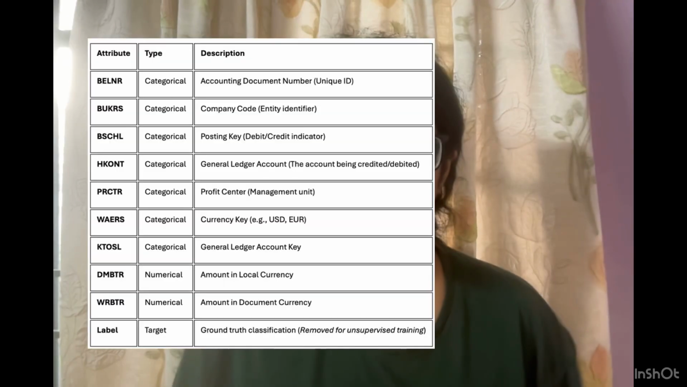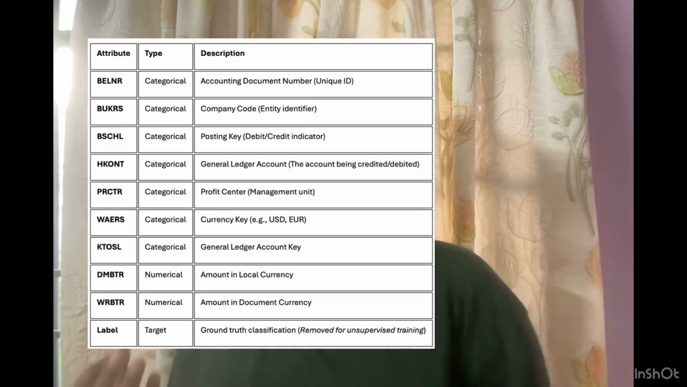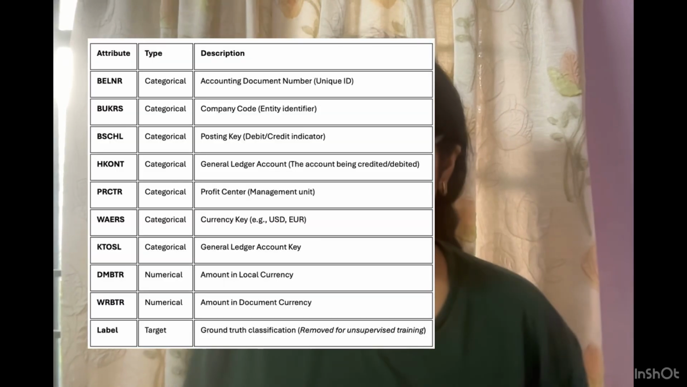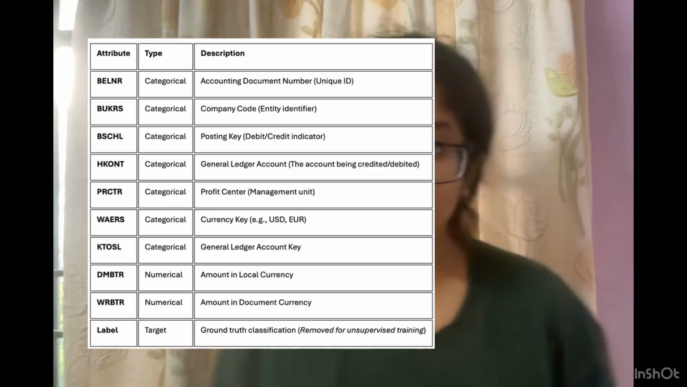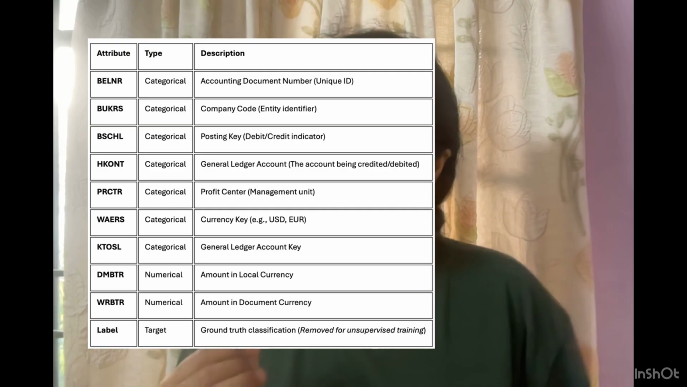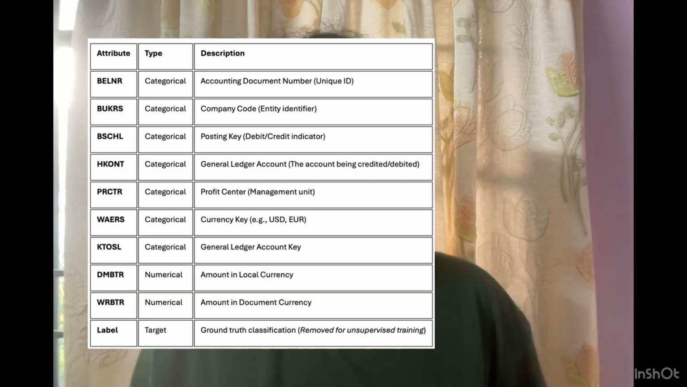Okay, so let's get a dataset overview of the financial transaction data. The dataset we used simulates real world financial transactions within an accounting information system, AIS, or an enterprise resource planning system. We used SAP's FICO module, which comprises 533,000 rows and 10 columns of transactional data. The original features contained 7 categorical columns, 2 numerical columns, and a label column to indicate the transaction type.